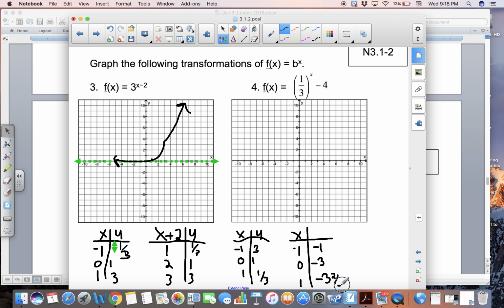What I would suggest is putting the asymptote on there first. So I'm going down 4, so that's going to shift the horizontal asymptote down 4. So 1, 2, 3, 4. The horizontal asymptote is now at negative 4. And then I can plot my points on there. Negative 1 is negative 1. 0 is negative 3. And this is exponential decay, so it should be going down. And 1 is negative 3 2/3. So you see how we're approaching negative 4, but not quite getting there.